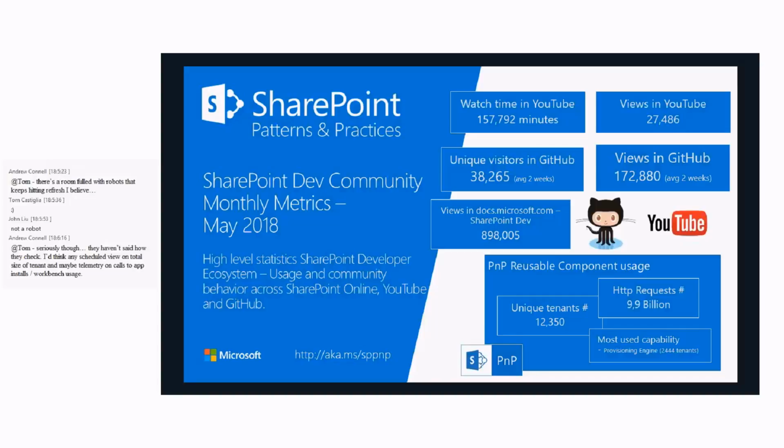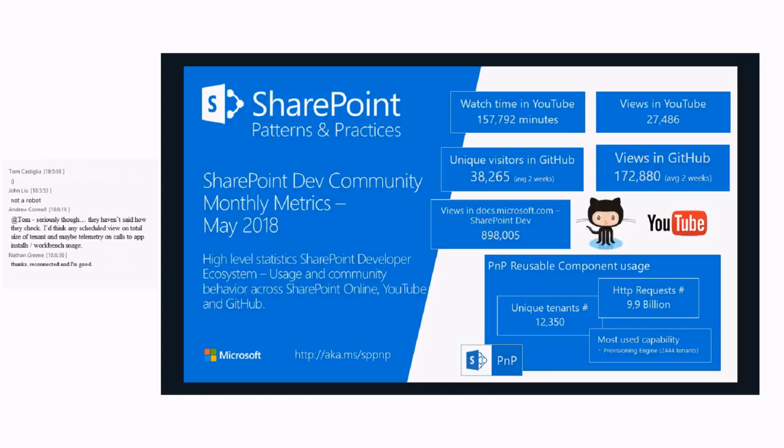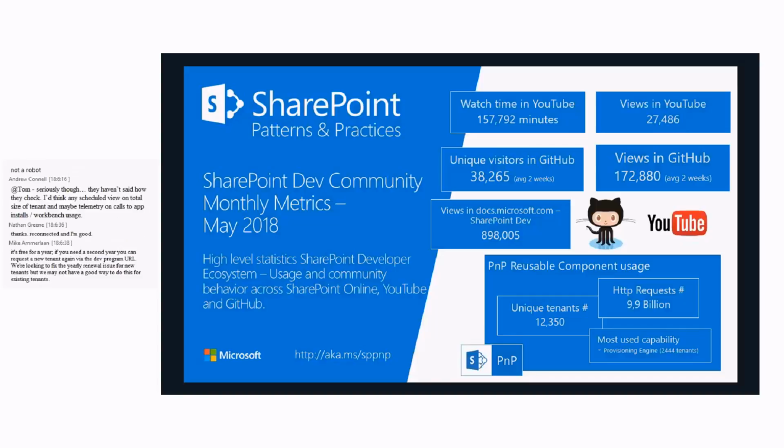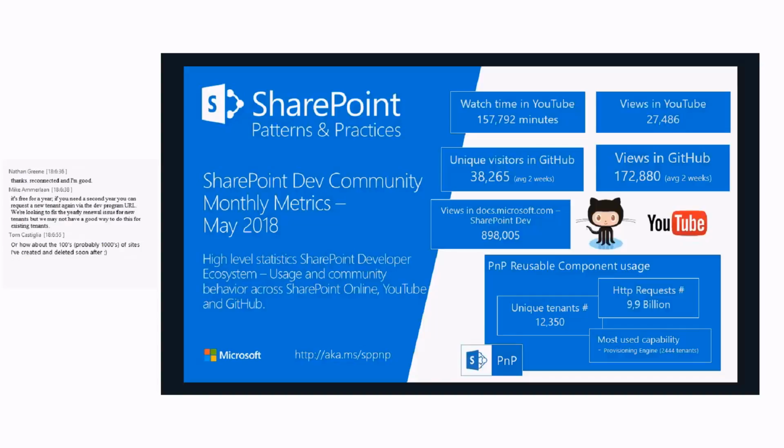On the PnP Reusable Components, these are reusable open source components which are being created, coordinated and developed by the community together. For example, the PnP Core SDK, PnPjs and the PnP PowerShell. These were used in more than 12,000 tenants. They generated 9.9 billion requests, so we didn't quite break the 10 billion again, but we're super close on that. And the most used capability is the provisioning engine, the remote provisioning engine giving you templating capabilities for SharePoint Online or on premises as well.